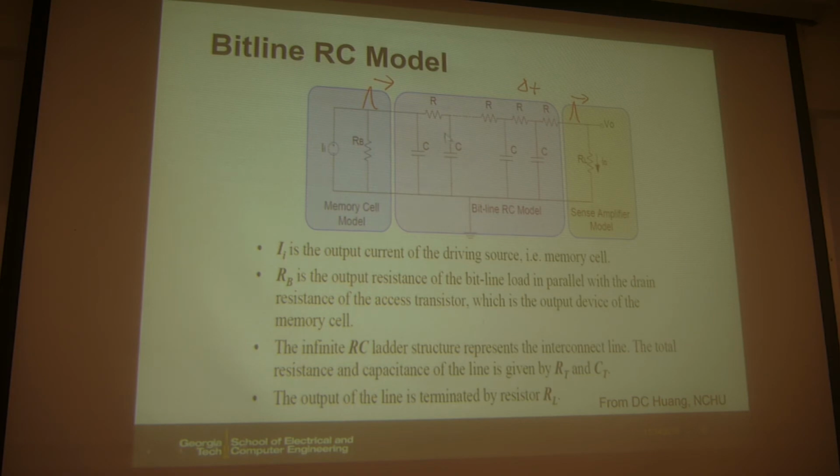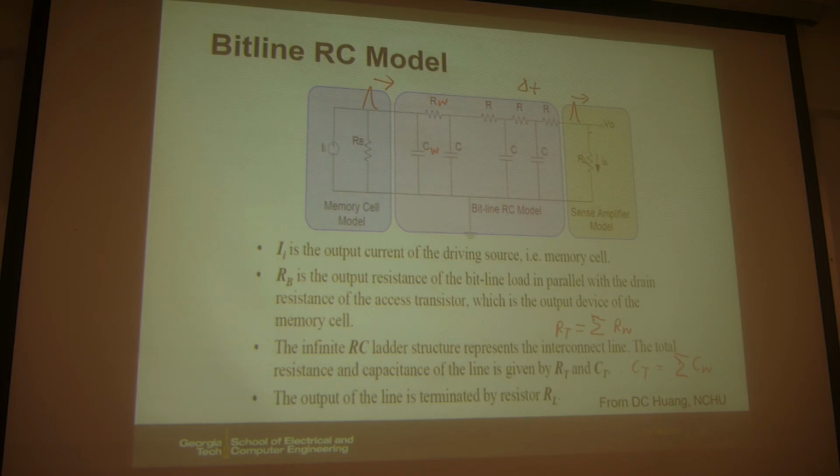So here we have this notation. This RB is for the memory cell, and we have the RT and CT, which is the sum of all the wire, let's say R wire and C wire. So the RT is the sum of the R wire, and the CT is the sum of C wire.